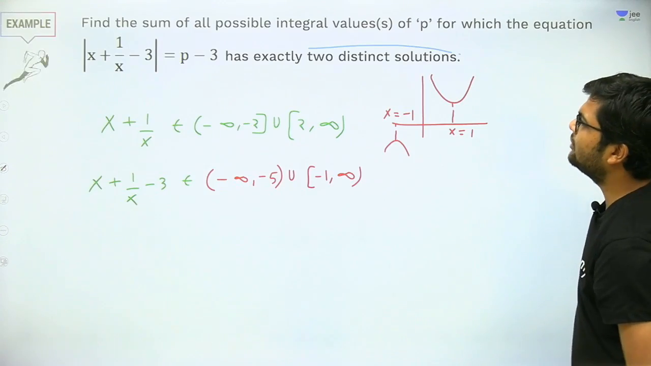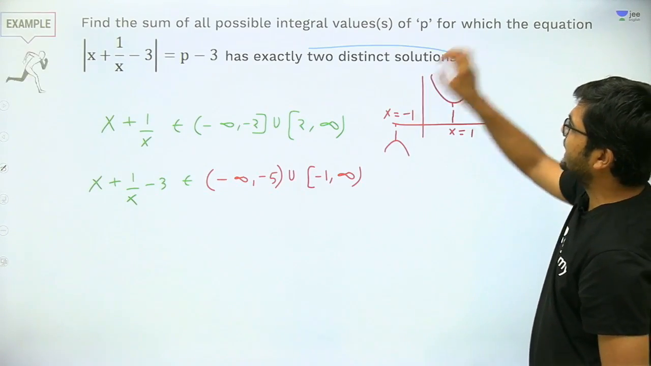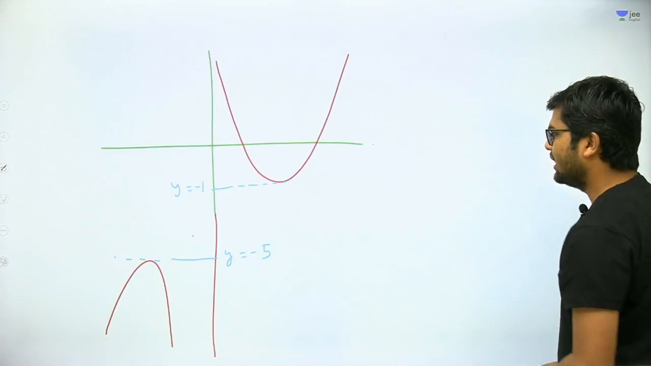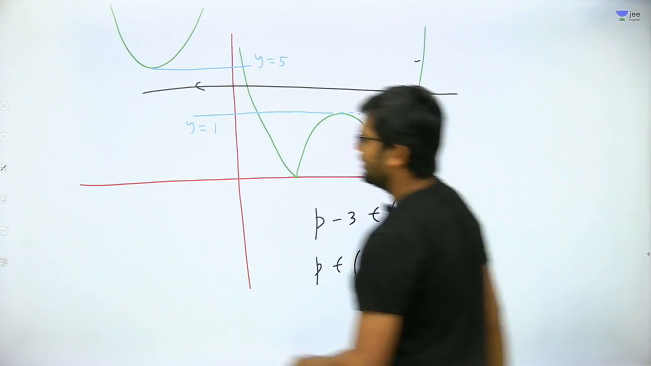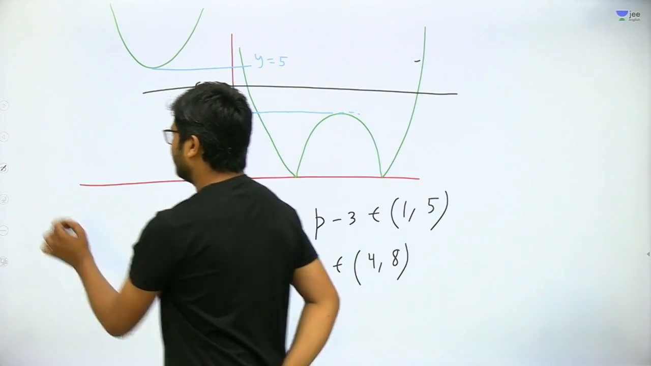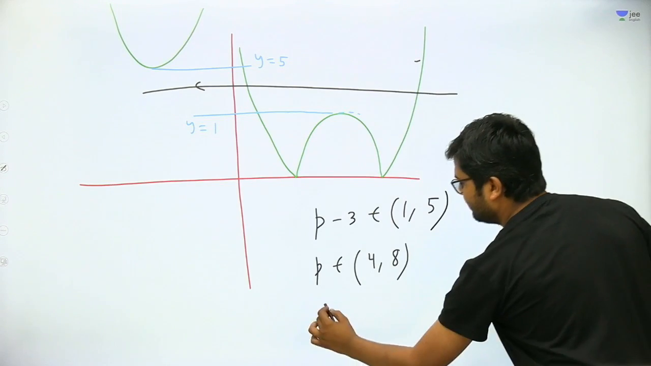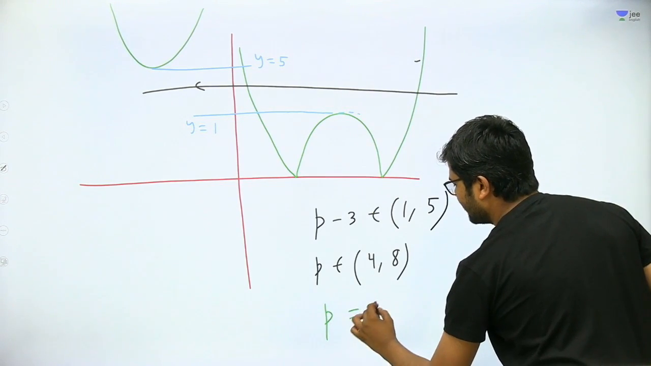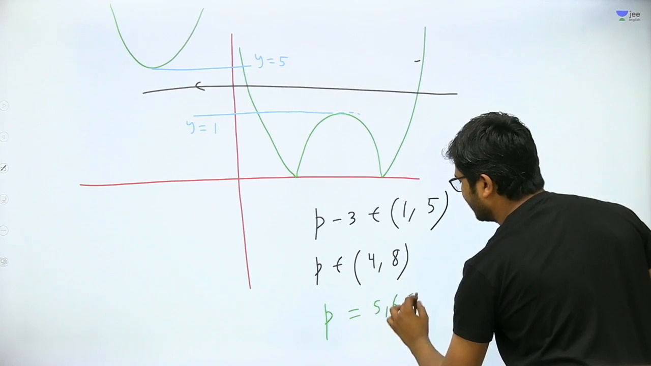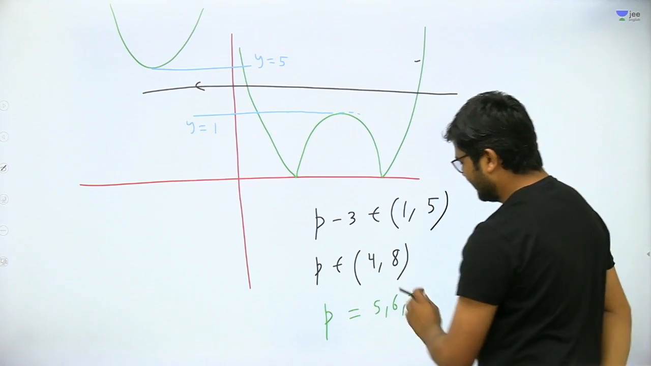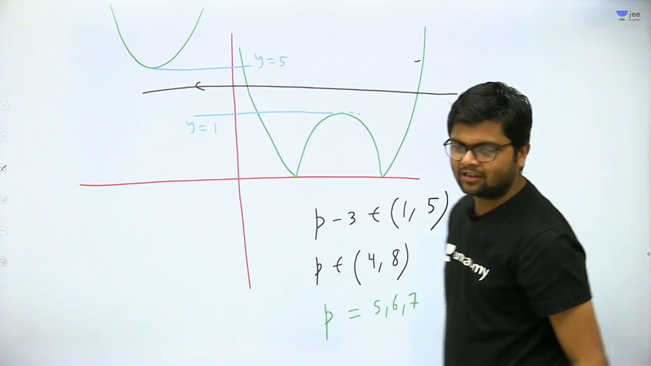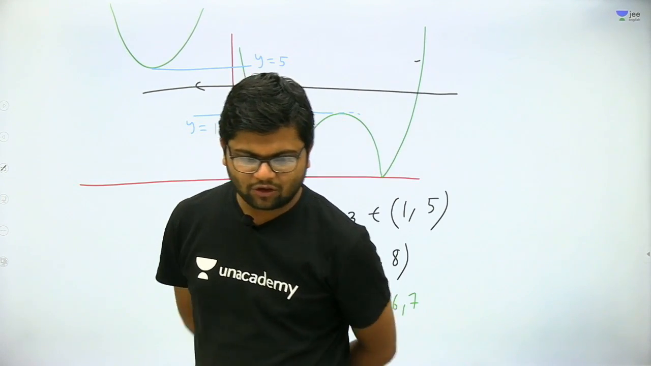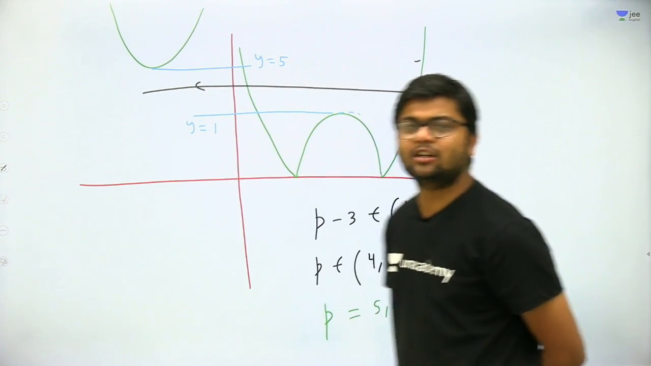And what we need to find out? Sum of all possible integral values of p. Okay, so in this interval, the integral values of p that will come out are p equal to 5, 6 and 7, and this whole sum is 13 plus 5, 18. So till now the values of p are this, but this is not the complete solution.